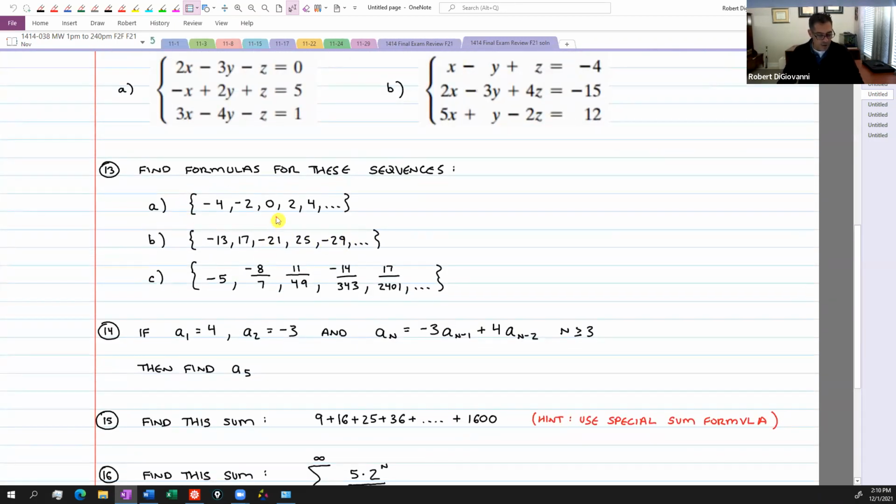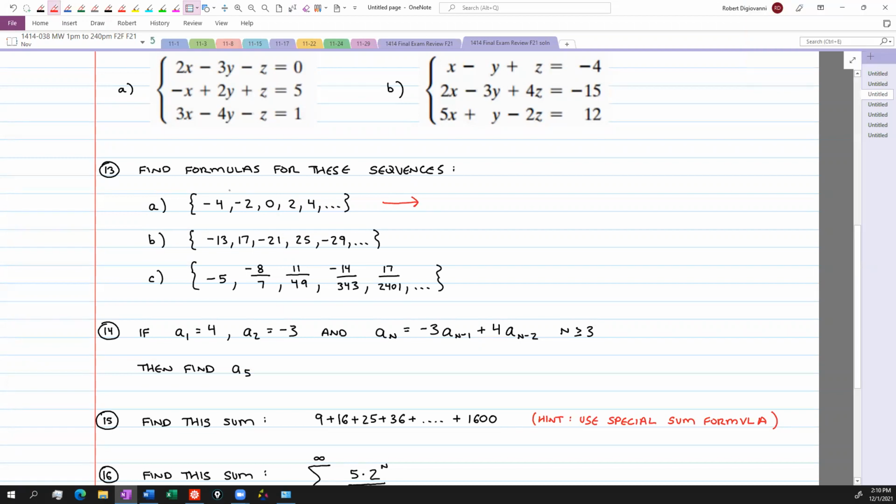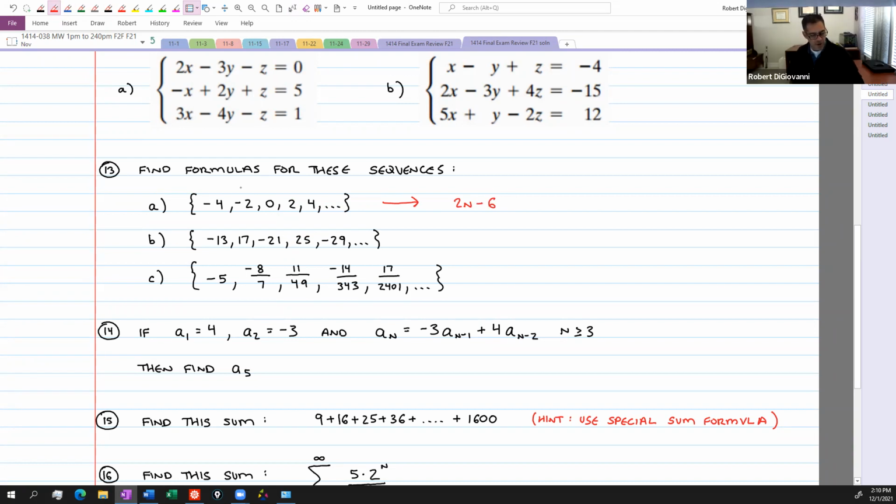Let's do these formulas. Maybe y'all can figure these out. Can anyone tell me the formula for the first one? Do y'all notice a pattern? 2n minus 6. There you go. That's it. They jump by 2 each time. They keep adding 2, add 2, add 2. So we know we need 2n, and then it's just a matter of starting it at the right place. So we want, when we plug in 1 to get -4, so we have to subtract 6.